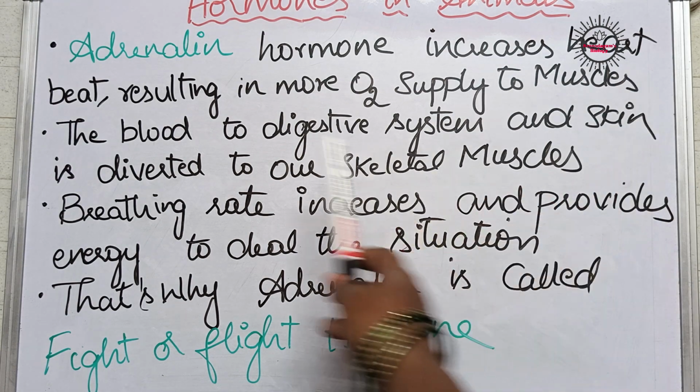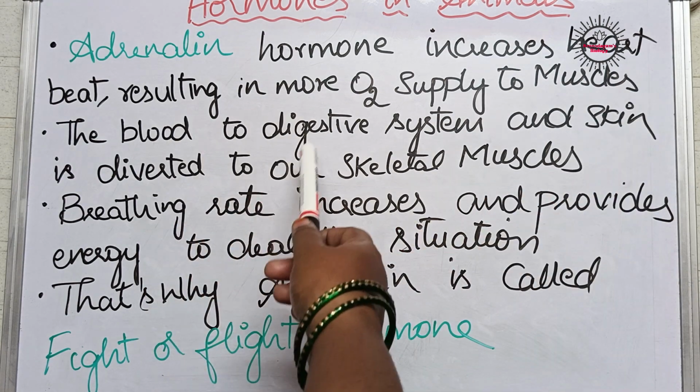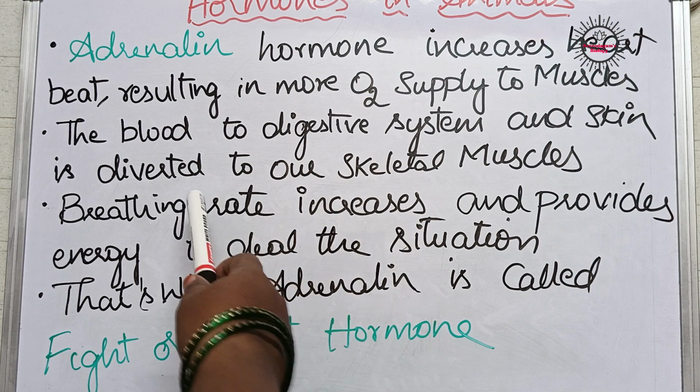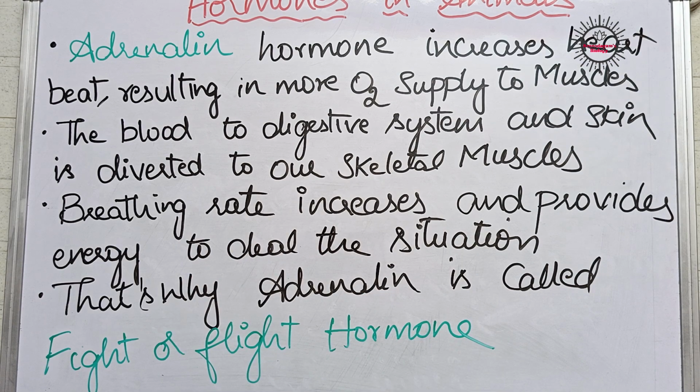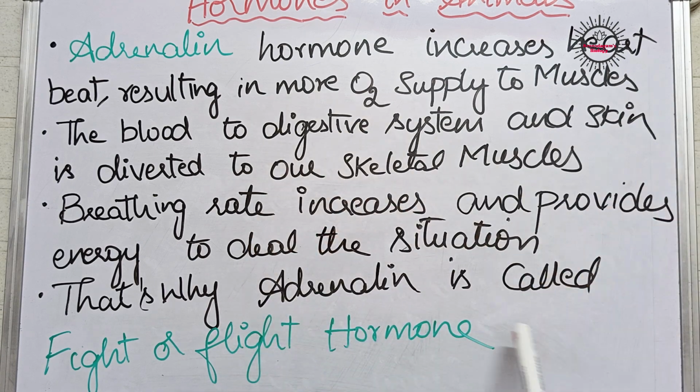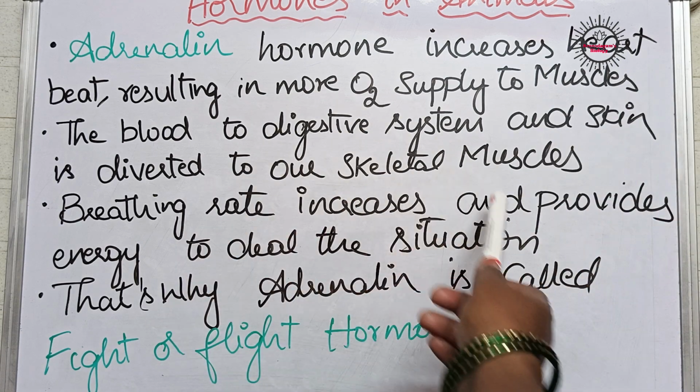Okay, and the second one is the blood circulation to digestive system and skin is reduced and it is diverted to our skeletal muscles. Actually our digestive system and skin needs a more amount of blood circulation. Okay, so during those adverse situations, during those scary situations, the blood circulation to these two organs is reduced and it is diverted more to our skeletal muscles.